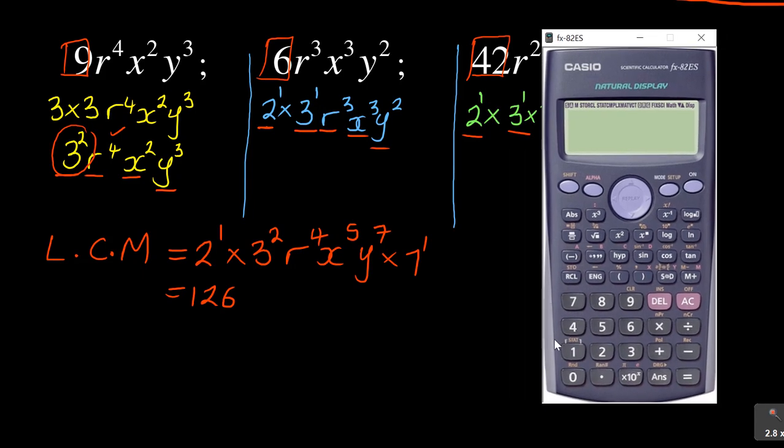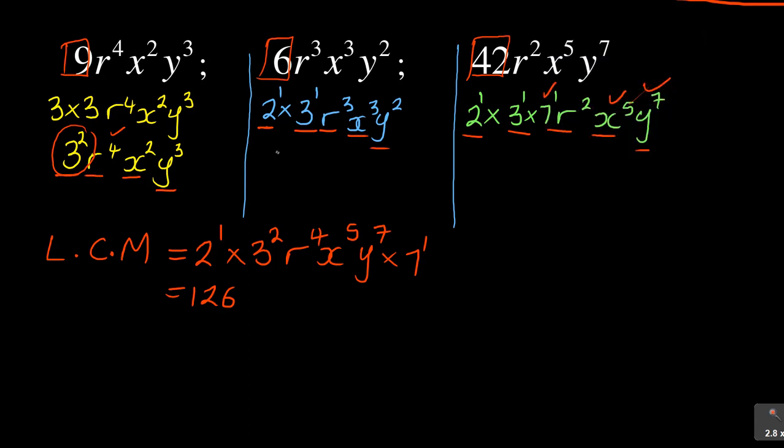You take 126 divided by 42, it will give you a 3. 126 divided by 6, it will give you a 21. And then 126 divided by 9, it will give you a 14. So you see all numbers can go into that. And then after that, you write your variables, which is r to the power 4, x to the power 5, and y to the power of 7. Then this becomes your LCM. Okay, that one being done.